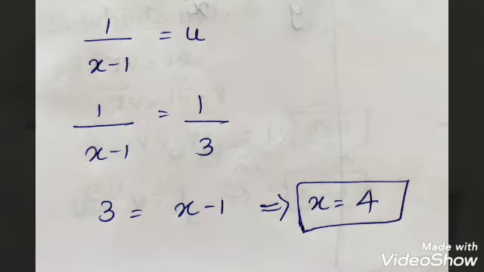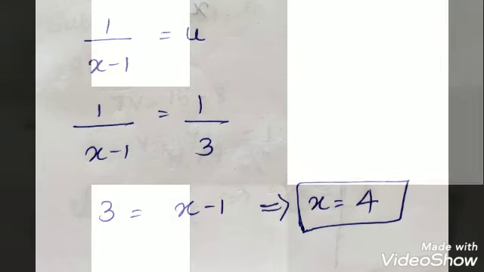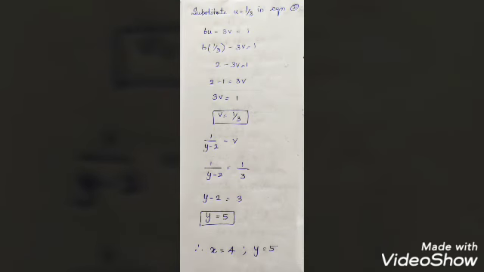That's it. Next, 1 by x minus 1 equal to u. Right? So 1 by x minus 1 equal to, what is the value of u we found? 1 by 3. So 3 equal to x minus 1. So x is equal to 4. With the help of finding u, we found the value of x. So here x is equal to 4. Next what we are going to do? Substitute u equal to 1 by 3 in equation 2. So 6u minus 3v equal to 1. This is equation number 2. 6 into, in the place of u we are putting 1 by 3. So 2 minus 3v equal to 1. 3v equal to 1. v equal to 1 by 3.